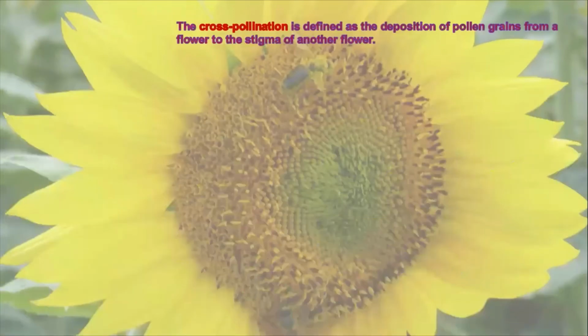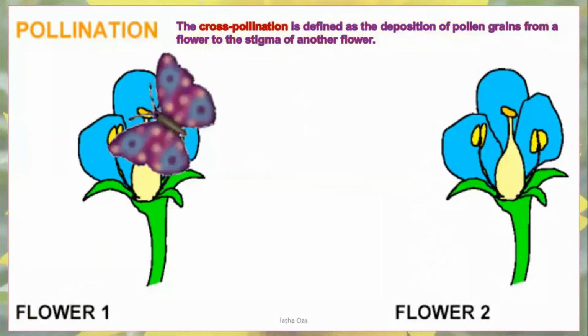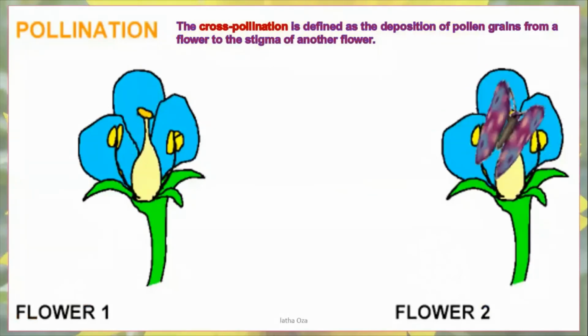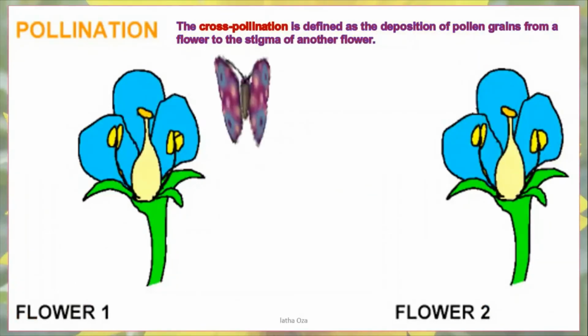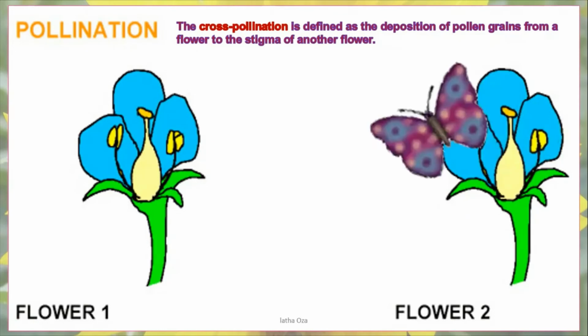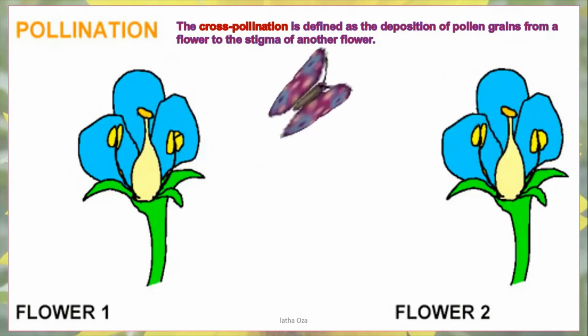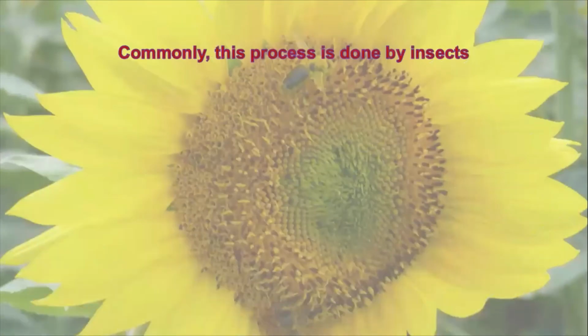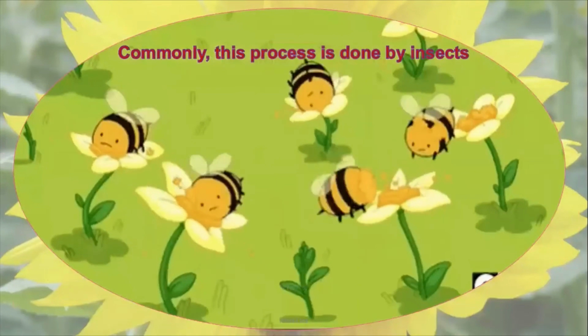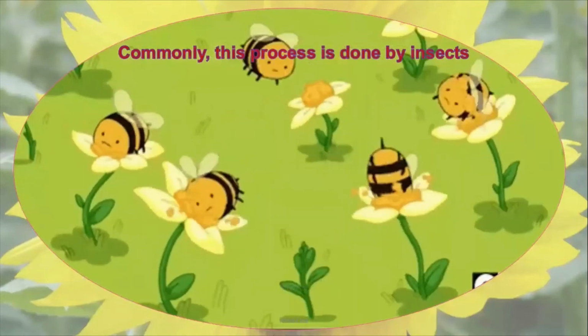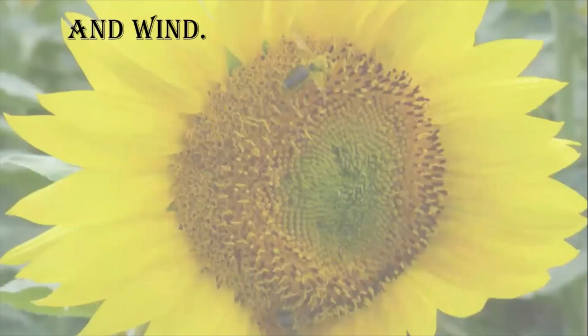Cross-pollination occurs when the pollen grains from the anther of one flower are transferred to the stigma of another flower present on a different plant. Cross-pollination is defined as the deposition of pollen grains from the flower to the stigma of another flower. Commonly, this process is done by insects and wind.